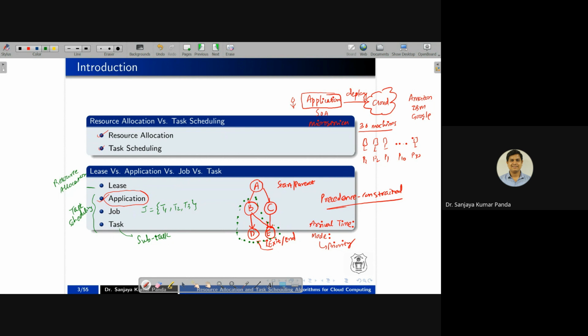So unlike application, job, and task, a lease is more formal. You have to specify some parameters, right? Without that, it is not possible. Every lease has a deadline, so you have to complete it before the deadline. Otherwise, whatever is mentioned in the lease document is going to be violated. So in this way, you can see these terms are different from each other. And you will see these terms throughout this session, as I use them while discussing different kinds of resource allocation and task scheduling algorithms.